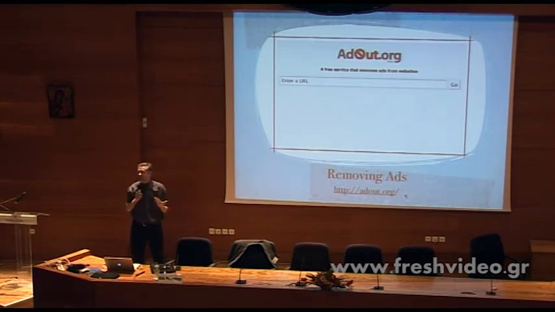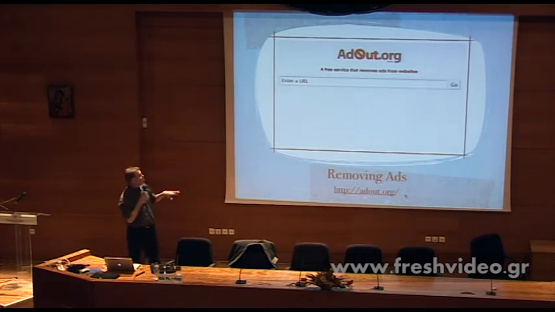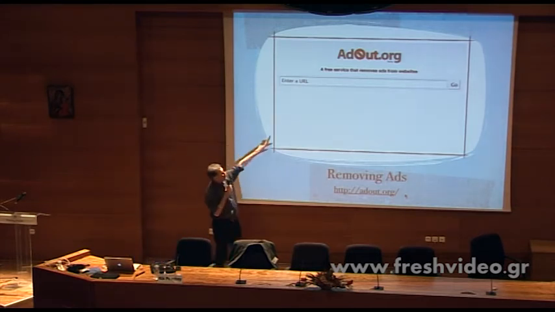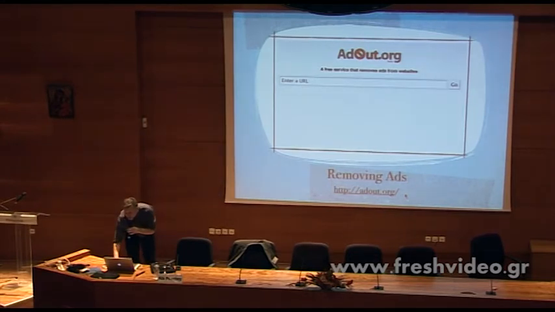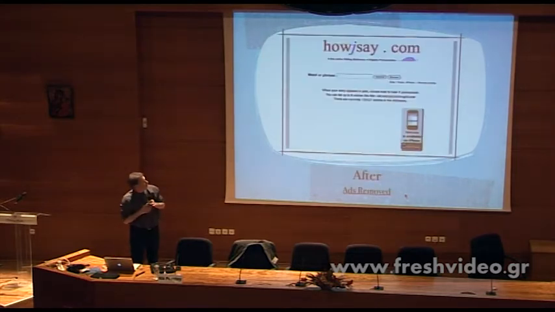If you have a website that has inappropriate advertisements or little pictures that come up every now and again, and you want to be sure your students aren't distracted by those, all you need to do is enter the URL of the site and click on Go, and it will take off the advertisements. So it will change that into that.